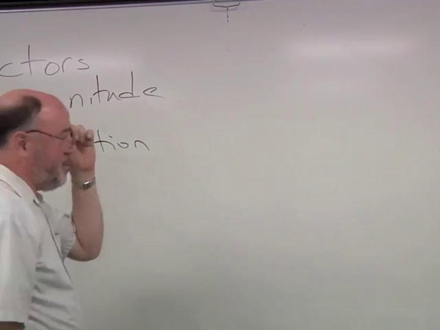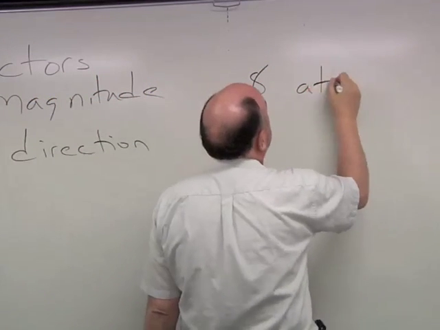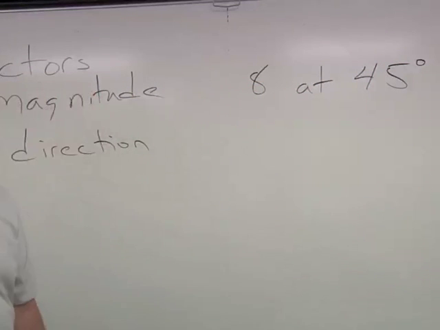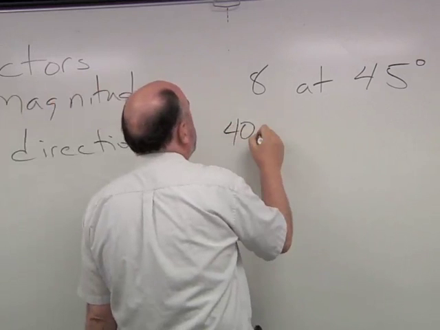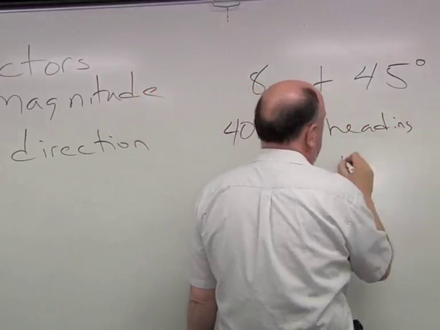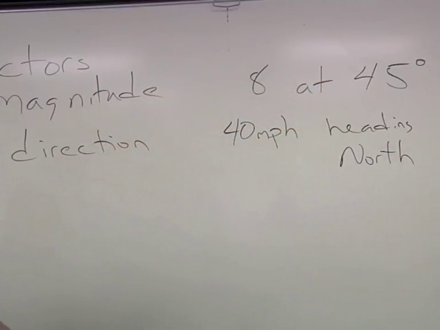So you can think about something like this. We have a vector which has a magnitude of 8, and it is at 45 degrees. And that would be a vector, 8 at 45 degrees. You can also think about a car traveling at 40 miles per hour, heading north. That would also be an example of a vector. So a vector has two things, magnitude and a direction. Magnitude, how big it is, direction, what angle, what heading is it heading off at.